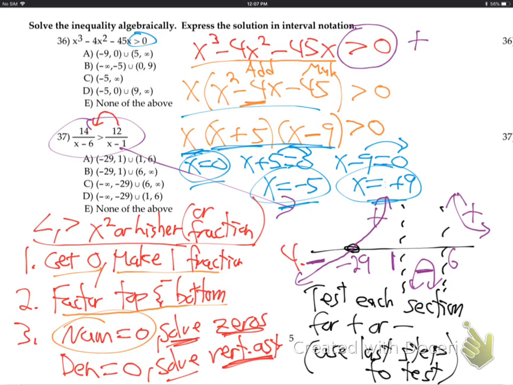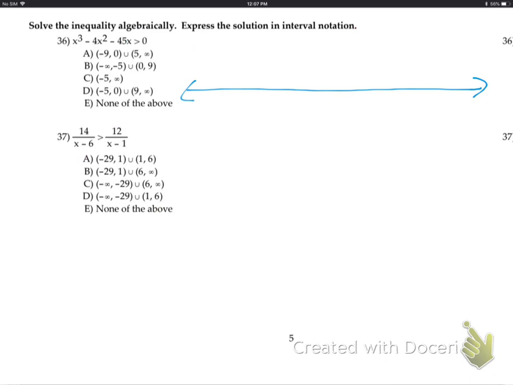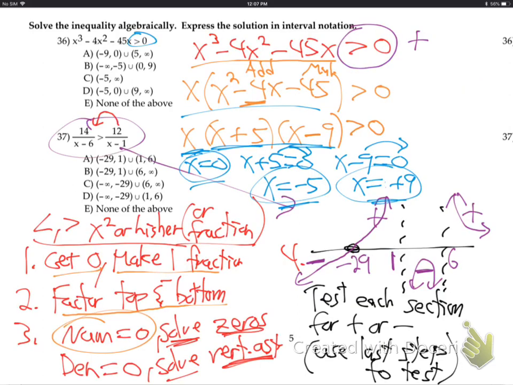And what was it again? Negative 5 is the left, 0 and 9. Okay, so negative 5, 0, and 9. That good? So those are the 3 places on the number line. Those are my 3 answers: 0, negative 5, and 9. Put those on the number line.